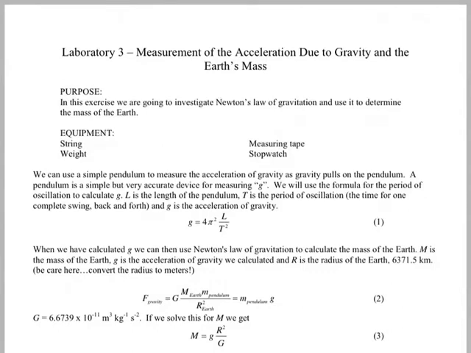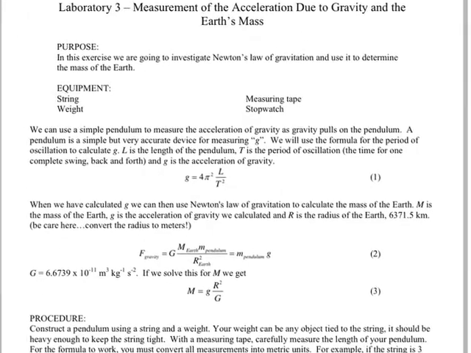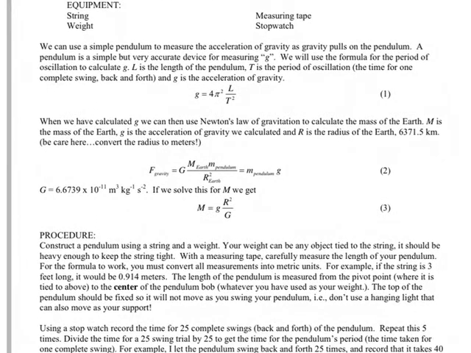This is Lab 3, and today we're going to measure the acceleration of gravity, and we're going to measure the Earth's mass using a stopwatch and a pendulum. So read through the lab, and it explains that there's some relationships that we can get by combining equations in physics. One is we can get the acceleration due to gravity on the Earth is equal to 4 pi squared times the length of a pendulum over its period. So if we measure the length and the period of a pendulum, we should be able to calculate g, the acceleration due to gravity of the Earth.